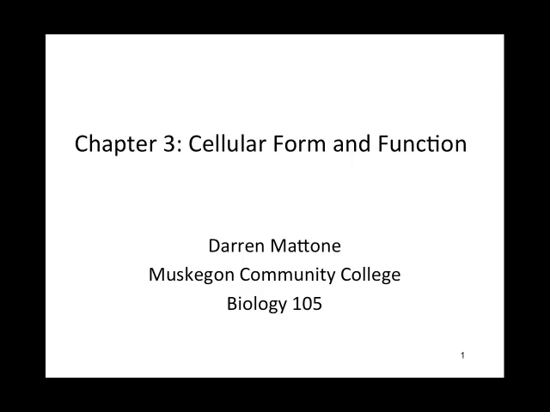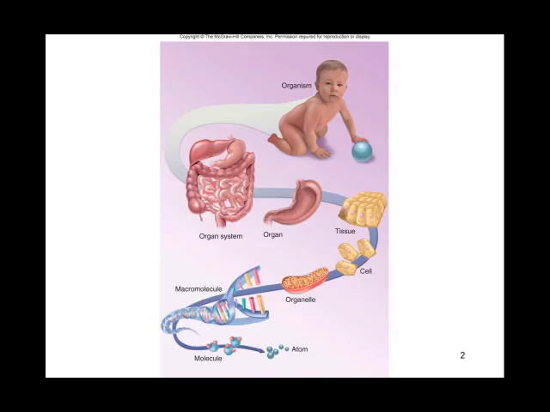Okay, chapter 3 looks at the cellular form and function. So we're going to be talking about that for the next several videos. Alright, so when we talk about the cell, if we go back to looking at the organization of living things, we're looking at this level here. We've already talked about the atomic level, molecular, macromolecular in chapter 2. We're actually going to be talking about the organelle level in chapter 3 as well. But I'm going to talk about the cell first before we get into the organelles.